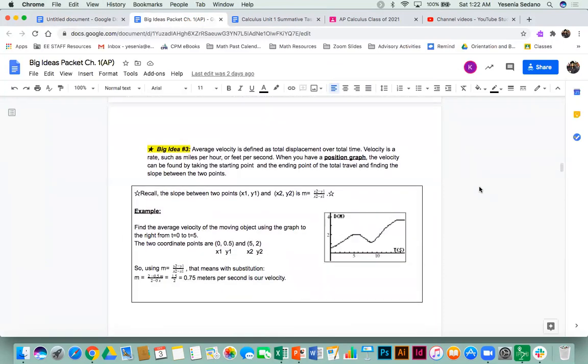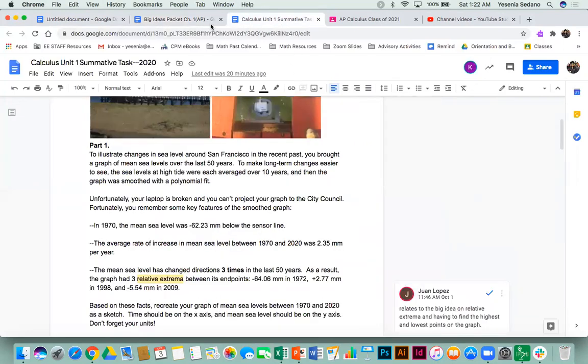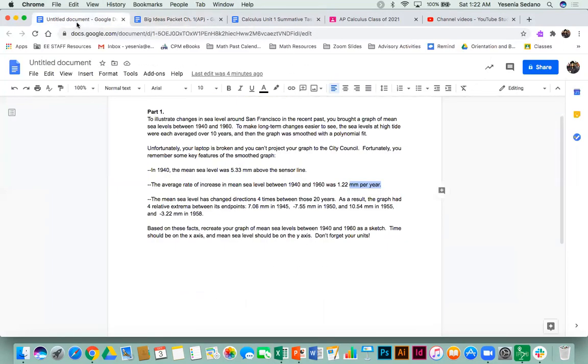Velocity is a rate, and usually we find these by calculating the slope between 2 points on a position graph. With water waves, you could still create a sort of position graph. Instead of side to side or forward and backward motion, the sea levels are moving up and down. So we can still find on average how they're moving up and down. And we're given that on average between 1940 and 1960, it's 1.2 millimeters per year. That's an essential piece of information.